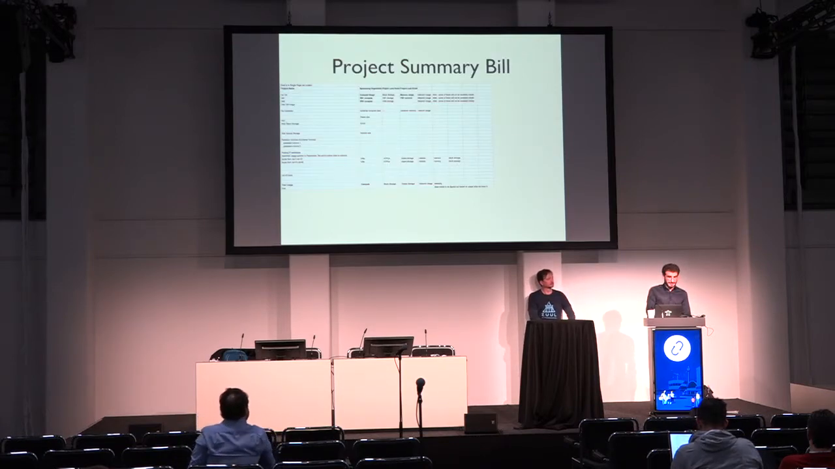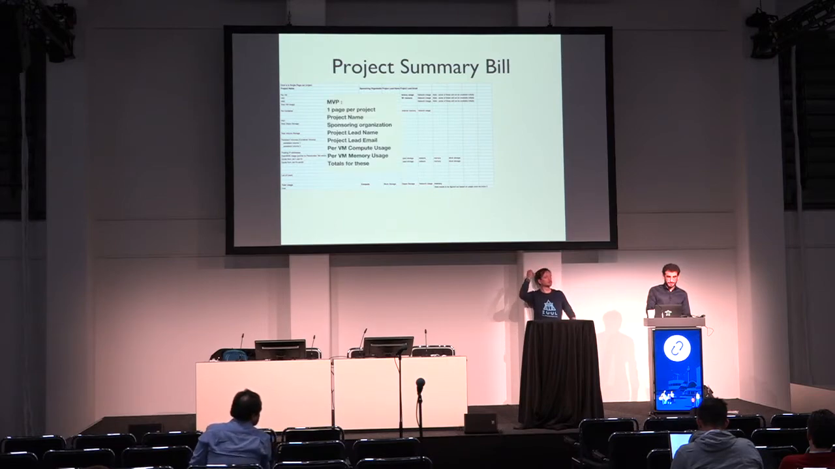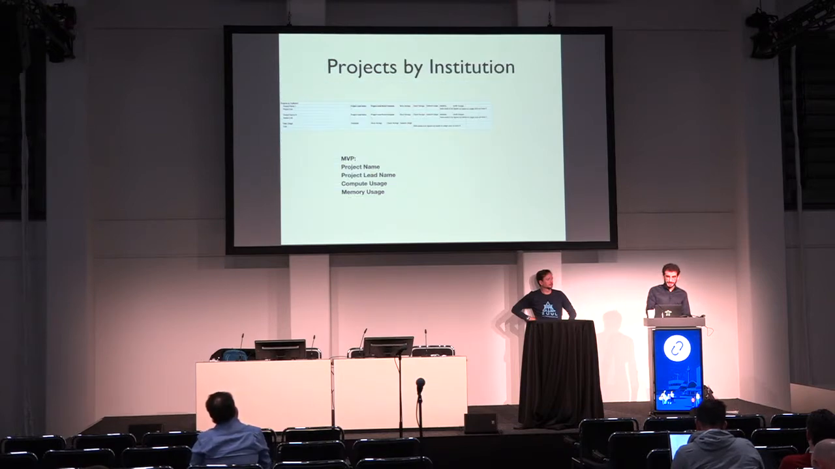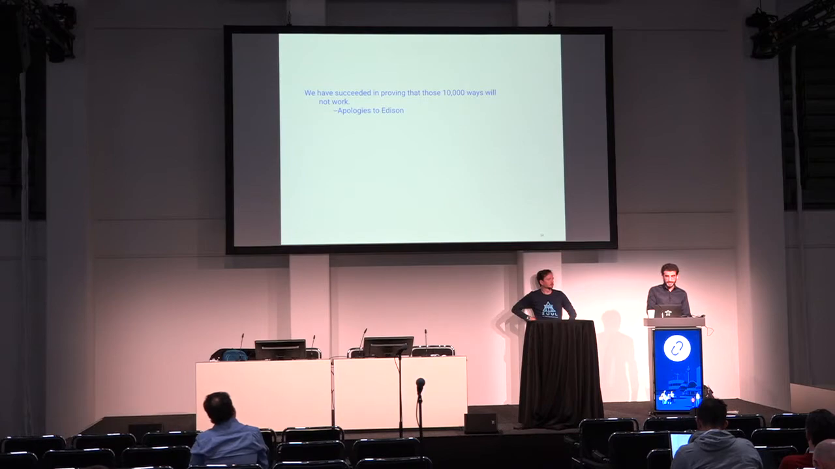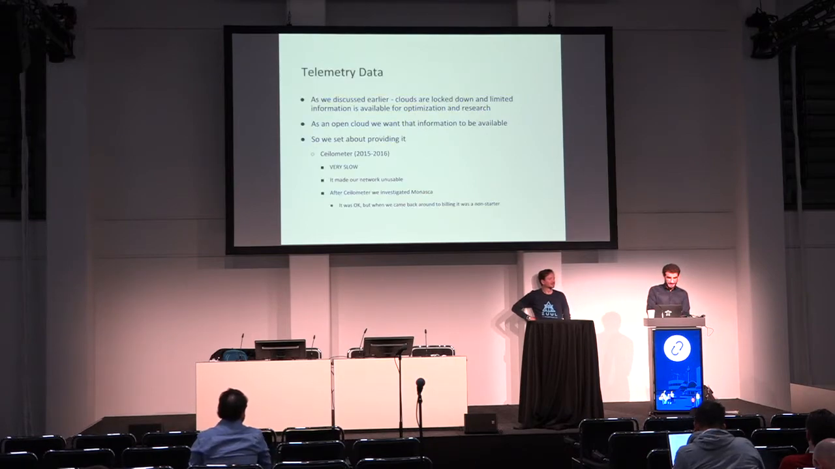In terms of billing, it should be per project, to the organization which is sponsoring the project. Well, this is boring stuff, but it's very hard to get all this information. Projects then should be aggregated by institution, because the institution should receive the bill for all the projects that they're using. And we have succeeded in proving that those 10,000 ways will not work. It was so much harder than we expected, especially gathering telemetry data from OpenStack.